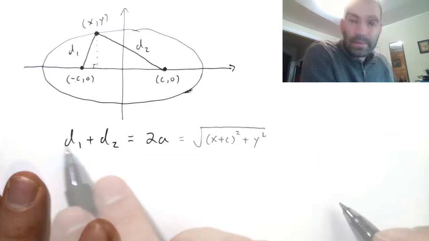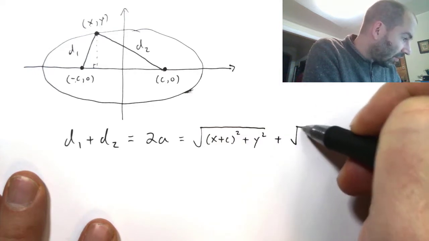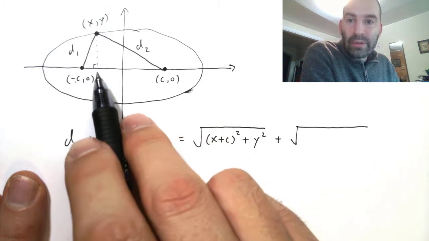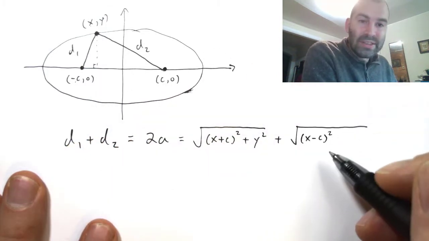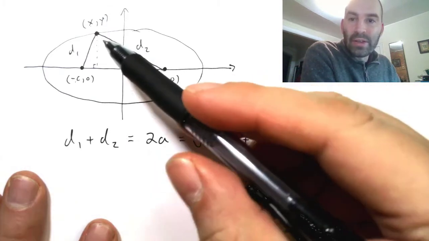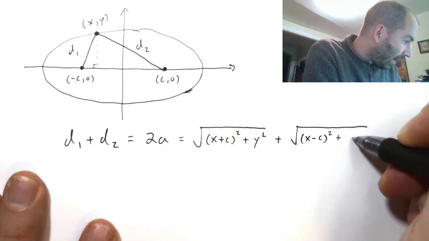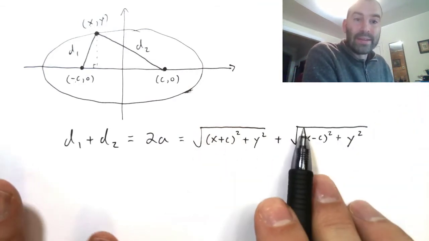So let's write that down. And what's d2? Well, I do the same thing. d2 is the square root of a sum of squares, right? The first square is the difference of the x-coordinates, x minus c, so I get (x minus c) squared, plus the difference of the y-coordinates, so y and 0. So y minus 0 is just y squared. So I applied the distance formula, I got these.